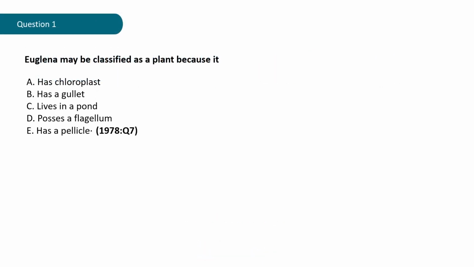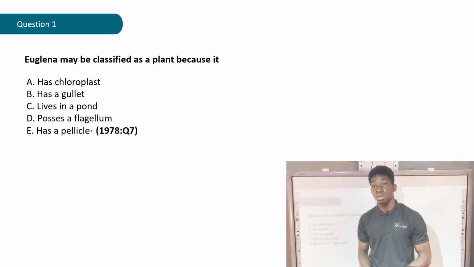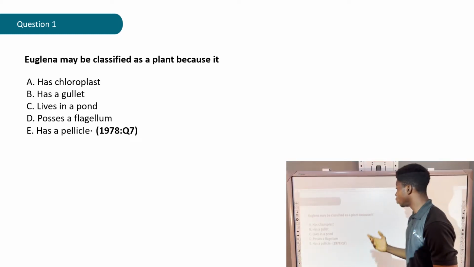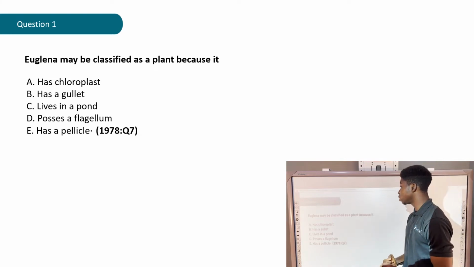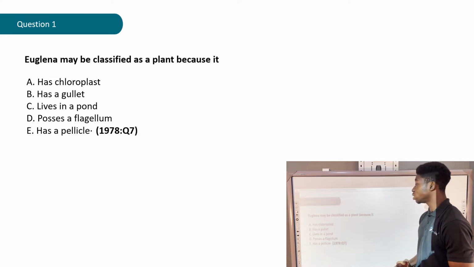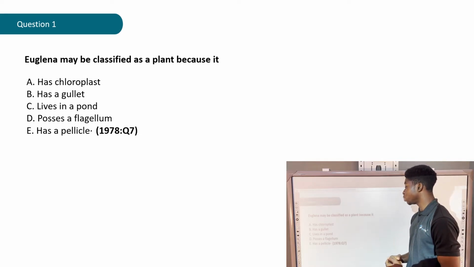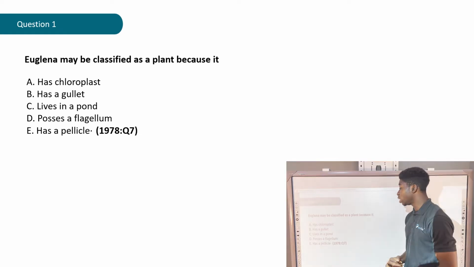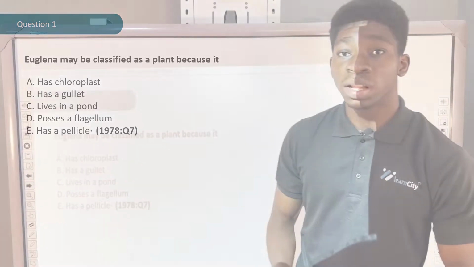Our first question is gotten from the year 1978, question 7, which says, Euglena may be classified as a plant because it A. has chloroplast, B. has a gullet, C. lives in a pond, D. possesses a flagellum, E. has a pellicle. Let's give it a try.